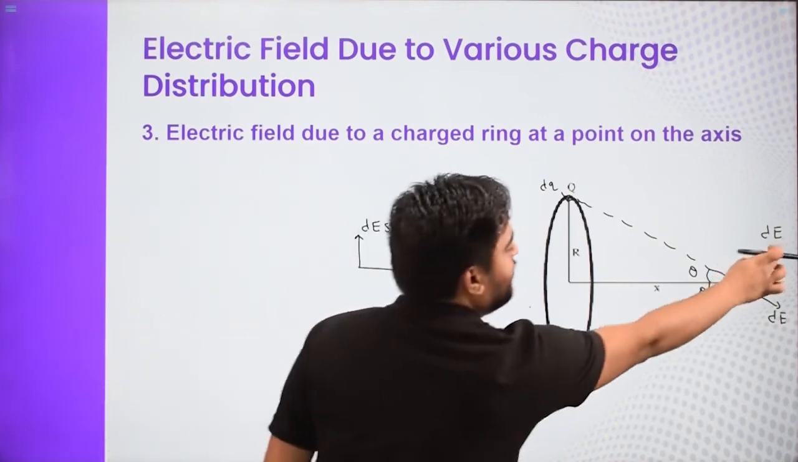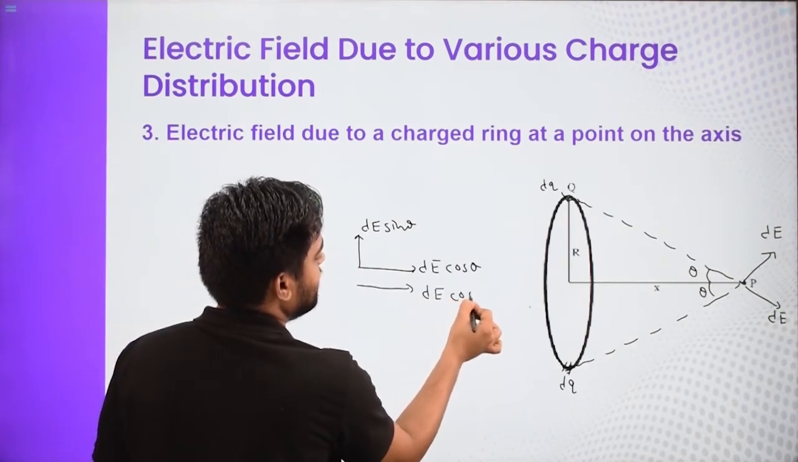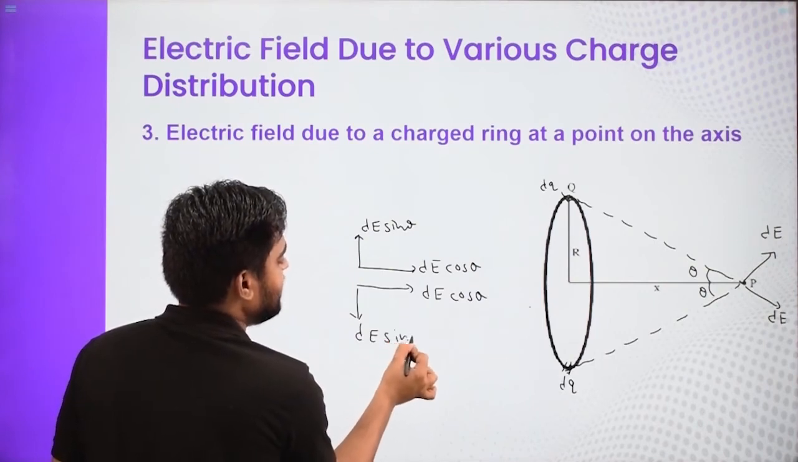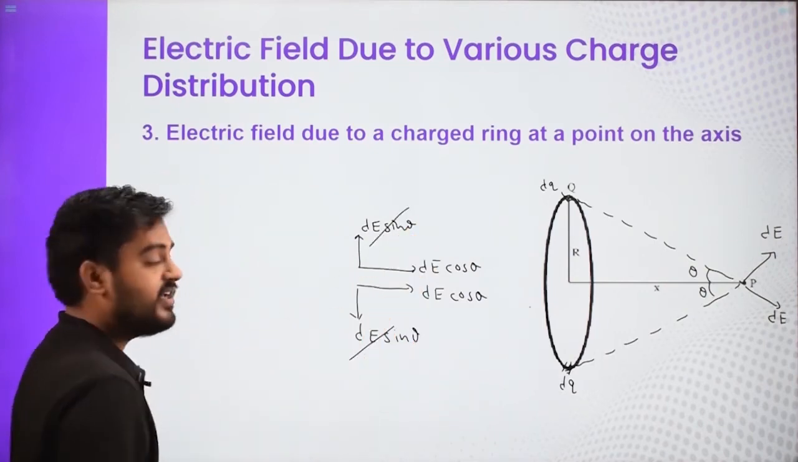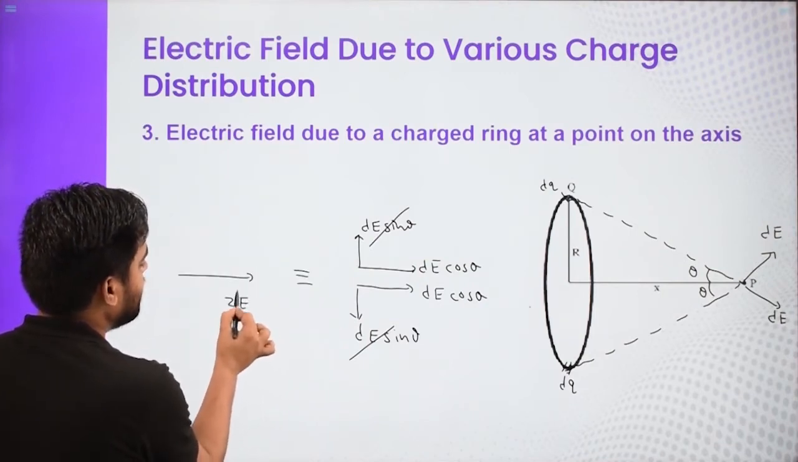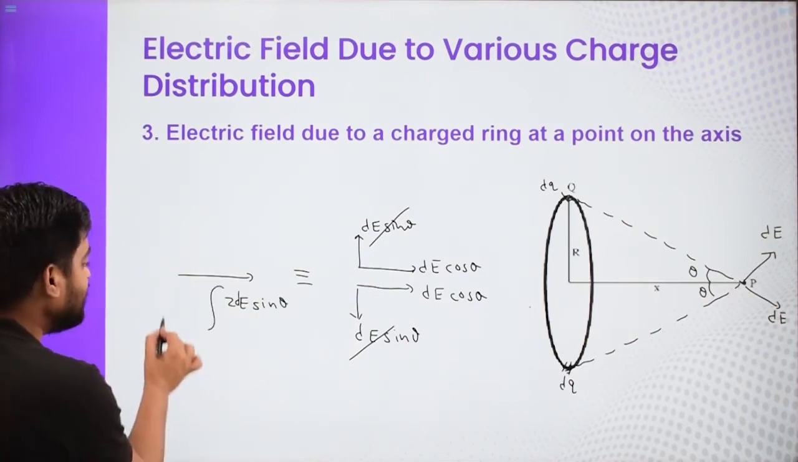That is the component of this dE. And similarly, this dE cos theta and this dE sin theta. We'll say the electric field is a vector quantity, so this dE sin theta gets cancelled, and overall we get just 2 dE sin theta in that direction. I need to integrate this to get the total electric field.